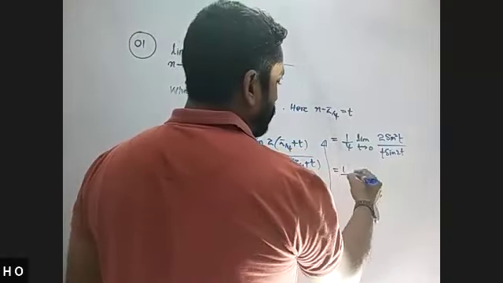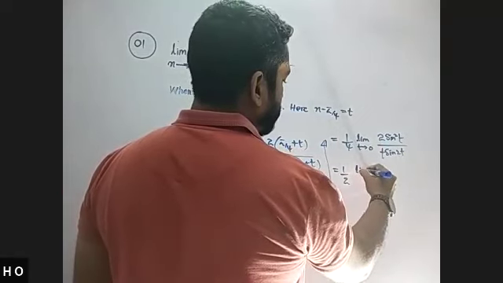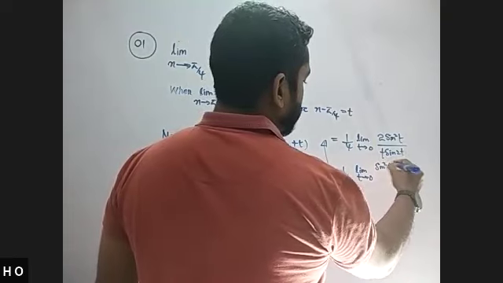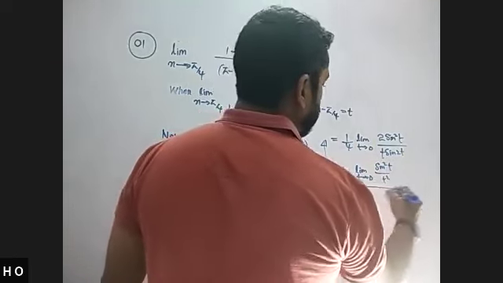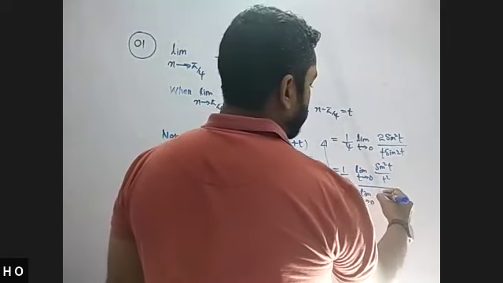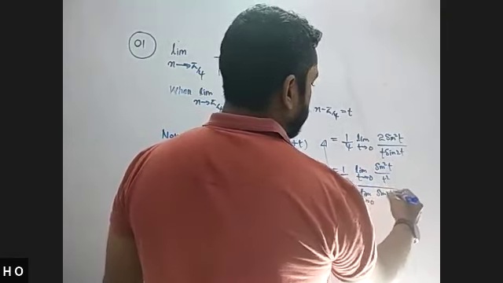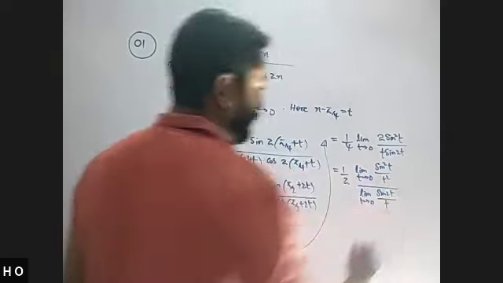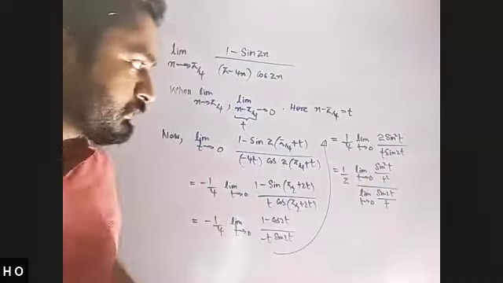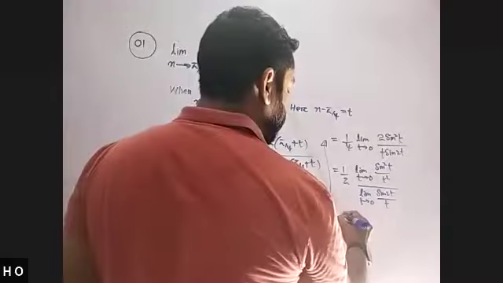2 over 4, 1 over 2. Limit t tends to 0 of sine square t over t square over... I'll separate the limits at the same time. Limit t tends to 0 of sine 2t over t. Why? Dividing by t square, cancelled out one t. Now the next step, right away you can find the answer.